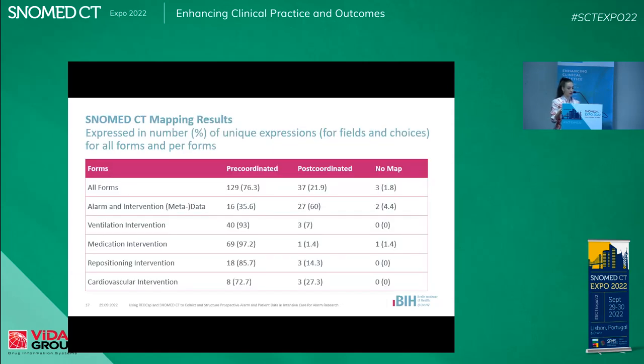So concerning the mapping, we could map in total 305 items using 262 pre- and 43 post-coordinated expressions. 3 items could not be mapped at all with SNOMED CT. And in this table, we focus on the items after duplicate deletion. So we have also a total of 169 unique expressions. 3 could not be mapped at all with SNOMED CT. And we used 129 pre-coordinated and 37 post-coordinated expressions.